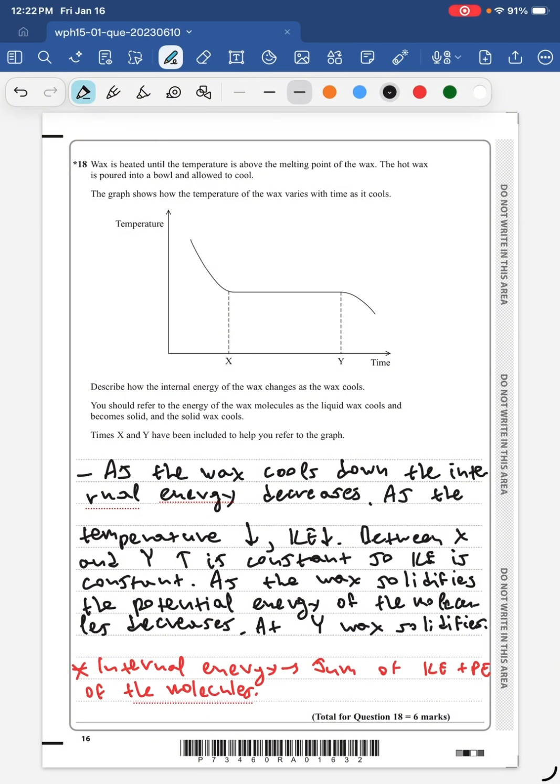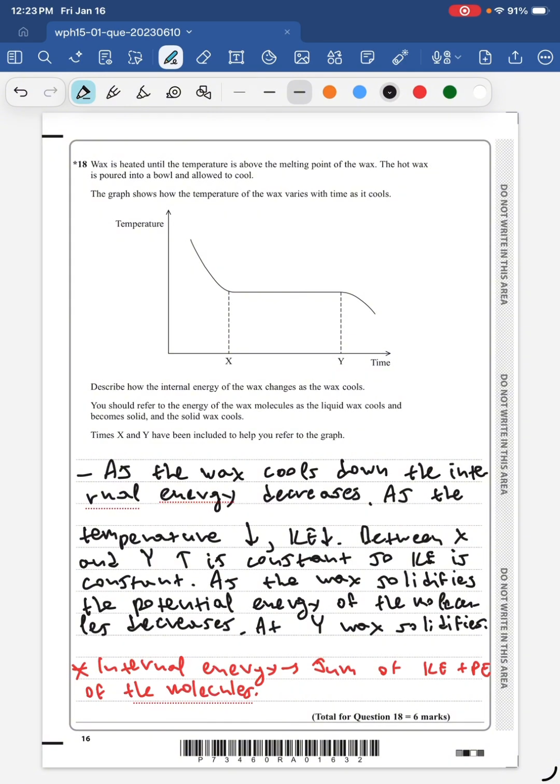As the temperature of the wax decreases, this is the third point, the molecular kinetic energy decreases. We mentioned that. Between times x and y, the liquid wax is solidifying and the molecular potential energy decreases. We didn't mention this, okay. And between times x and y, the temperature is constant, and so there is no change in molecular kinetic energy.